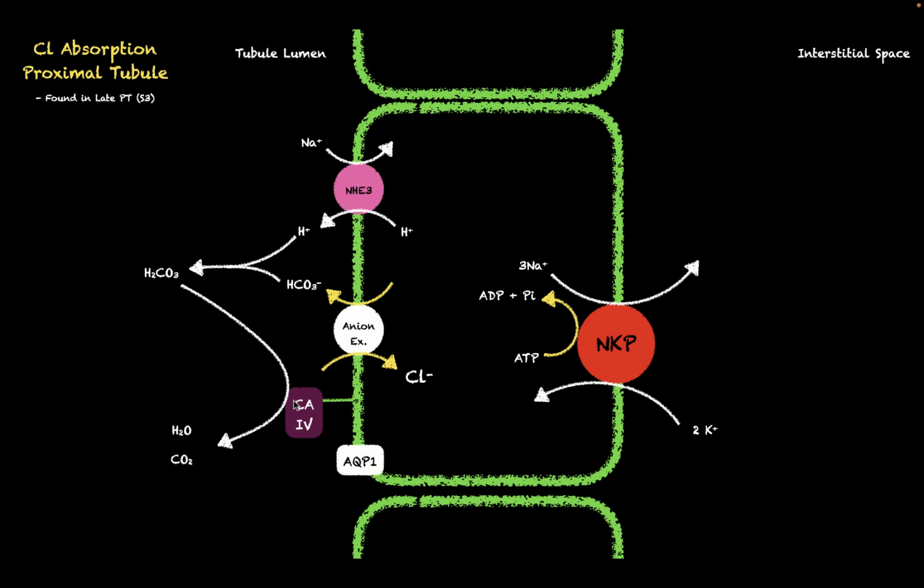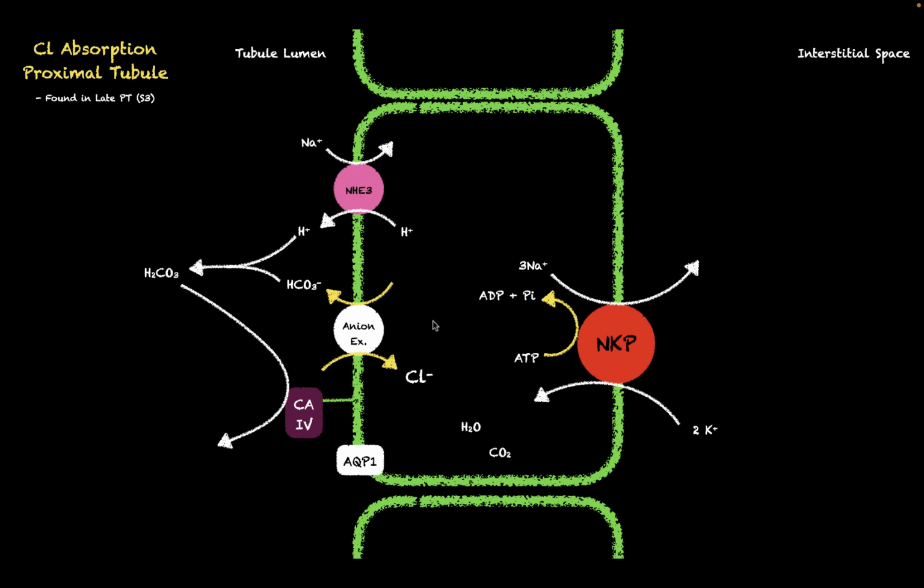Then water and carbon dioxide will move into the cell through the aquaporin 1 protein. Now, after they enter into the cell, these two molecules are going to react via the other carbonic anhydrase protein in the cell to form carbonic acid. Carbonic acid then dissociates, feeding both of these exchange proteins here.